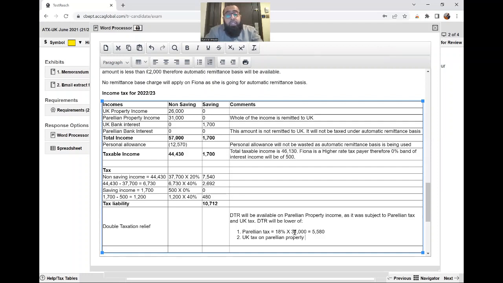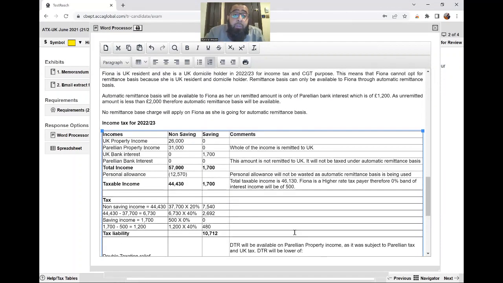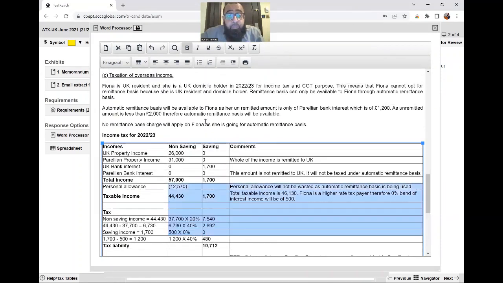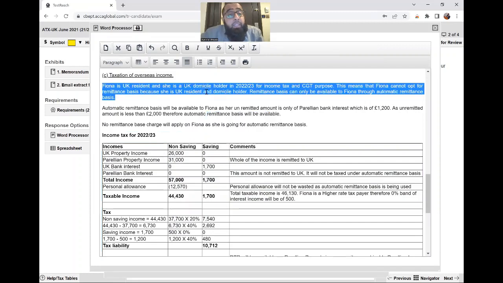If you remember the DTR topic, which we have studied in our class, what we do is we place overseas income at the higher bands so that we get greater UK tax. Before moving towards the DTR calculation, I'll give you a brief review of this question. First of all, we commented on the remittance basis. We concluded that opting remittance basis is not available. Only automatic remittance basis is available.